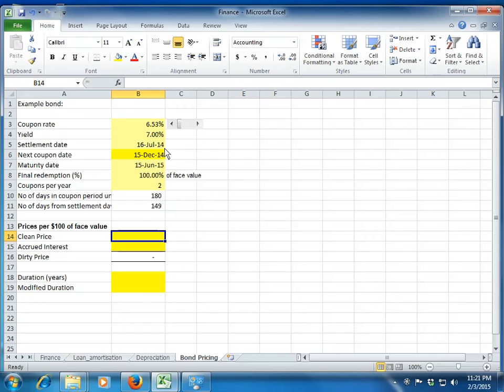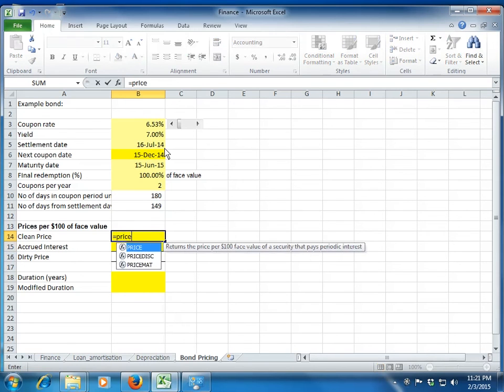Also, people who are from the finance background, you do understand that for a bond there are two prices. One is what we call the clean price, which is the price as on the last coupon date, and there is something called the dirty price, which includes the accrued interest from the last coupon date to the settlement date also. So let's see how we calculate that.